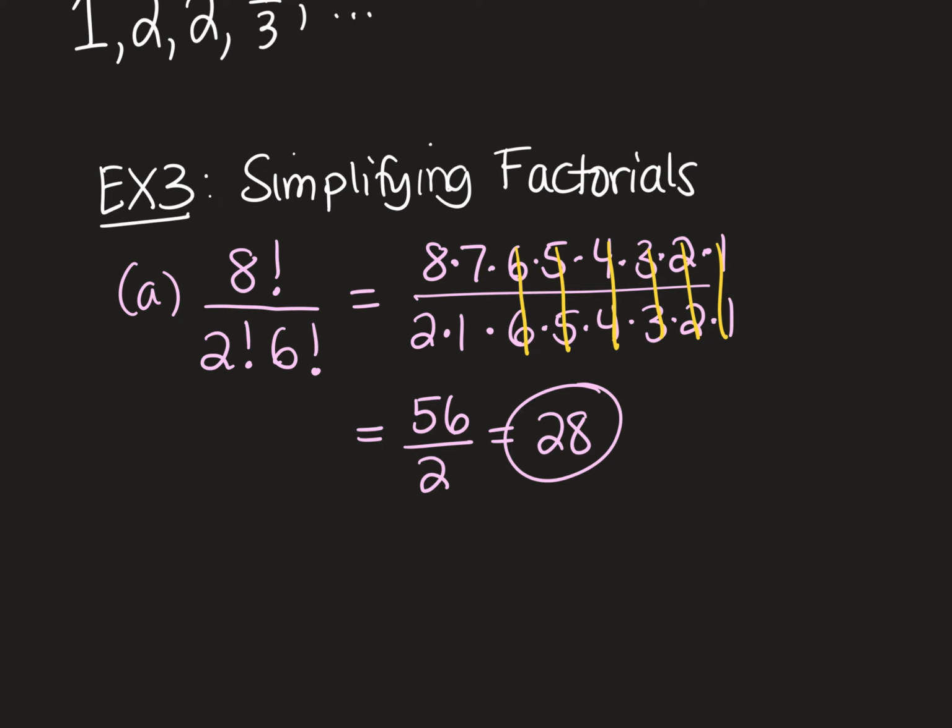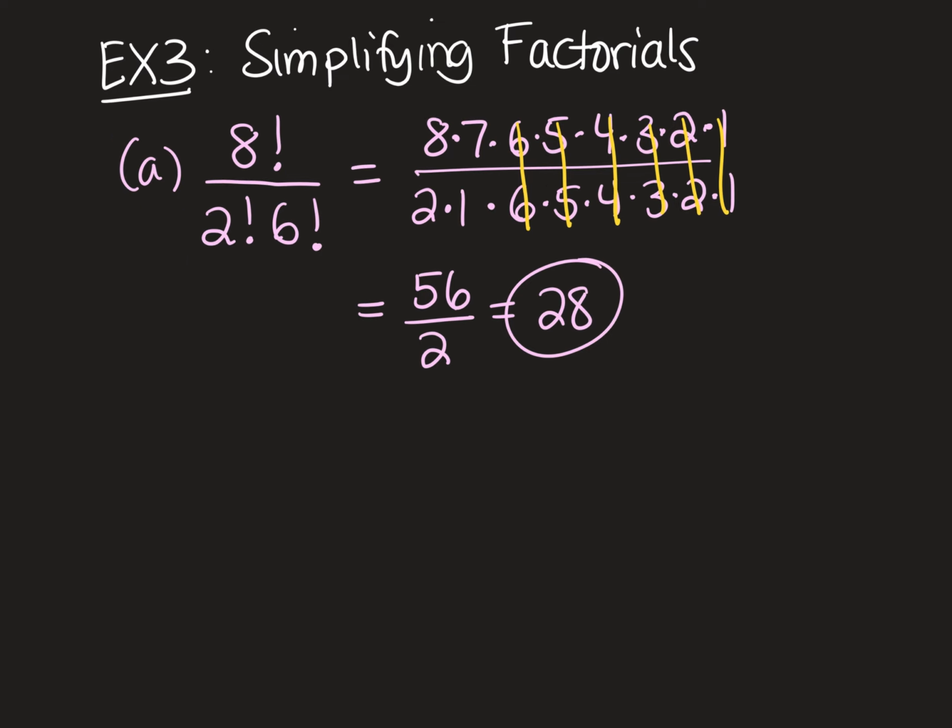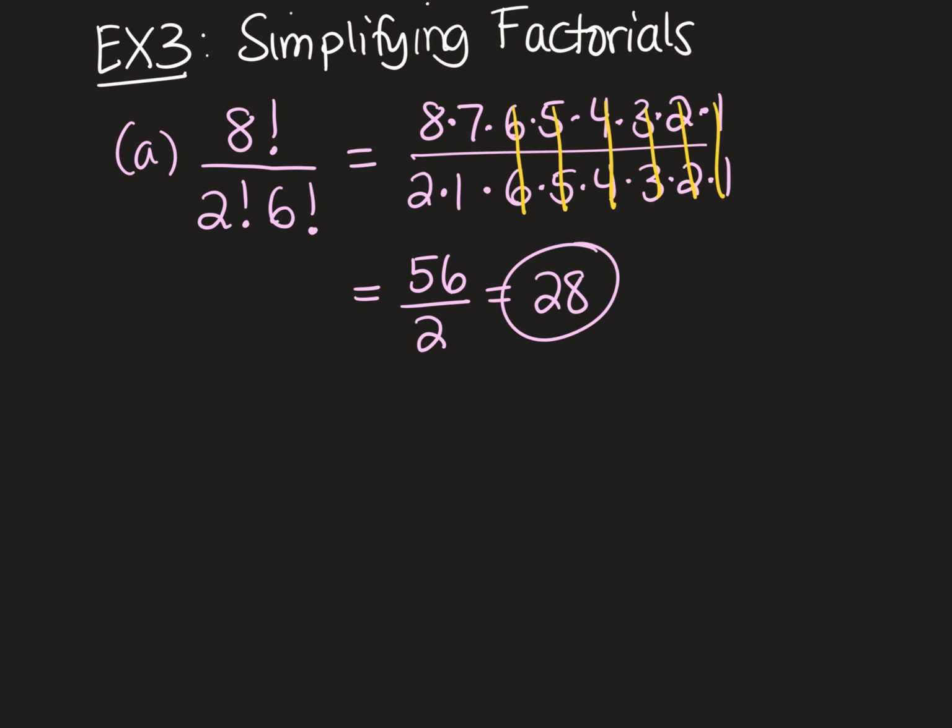We could just use some simple simplifications. But what if I throw in variables? So what if I give you something like this? Simplify n factorial over n minus 1 factorial. So now we're making it more generic.